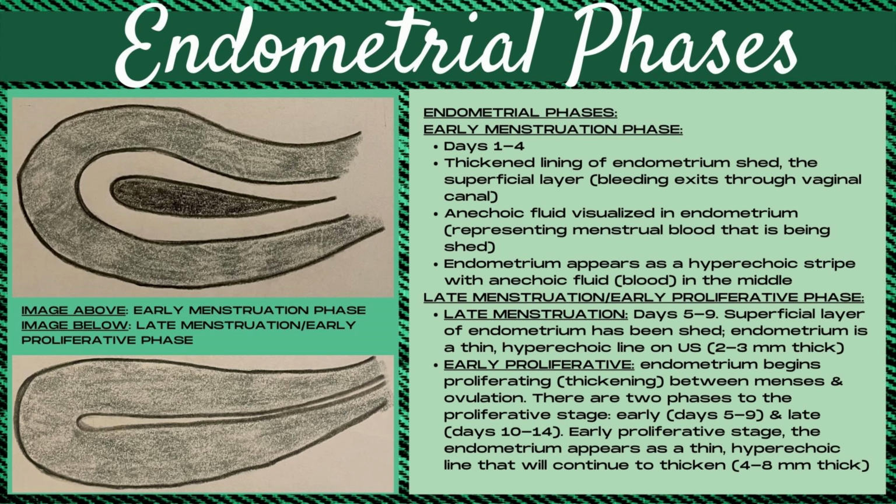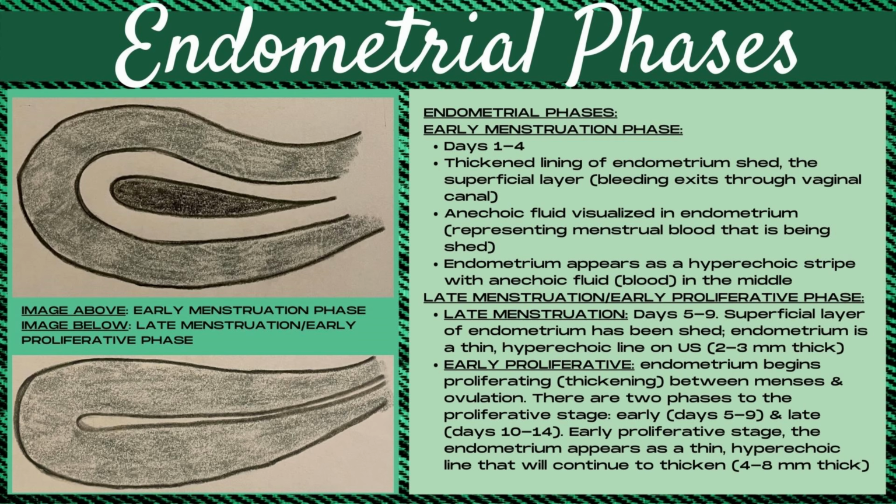In late menstruation, days 5 to 9, the superficial layer of the endometrium has been shed, and the endometrium is a thin, hyperechoic line on ultrasound about 2 to 3 millimeters thick. And then that lining is going to start proliferating. And this is the early proliferative phase. And this is when the endometrium begins proliferating or thickening between menses and ovulation.